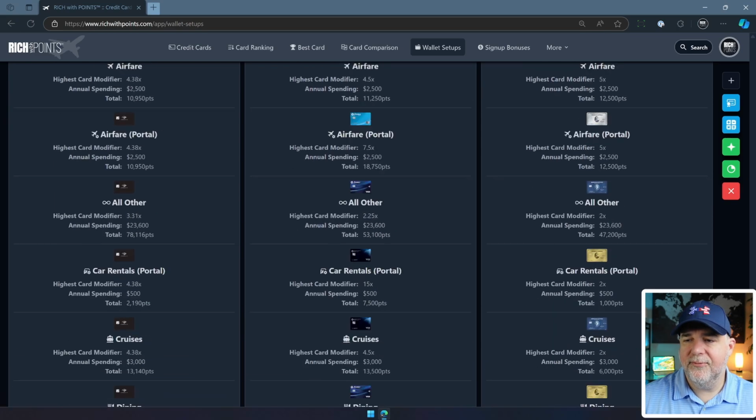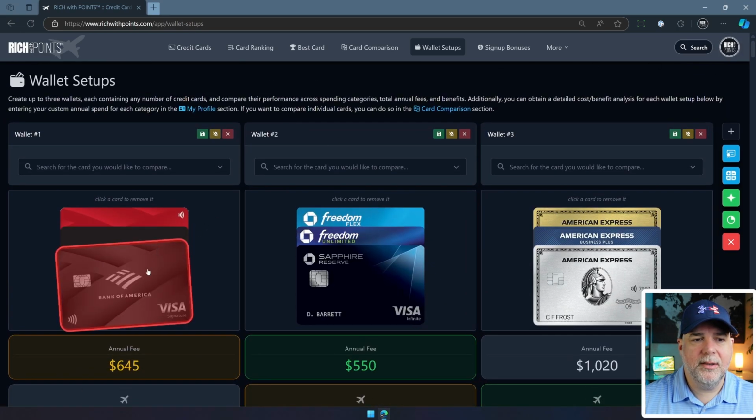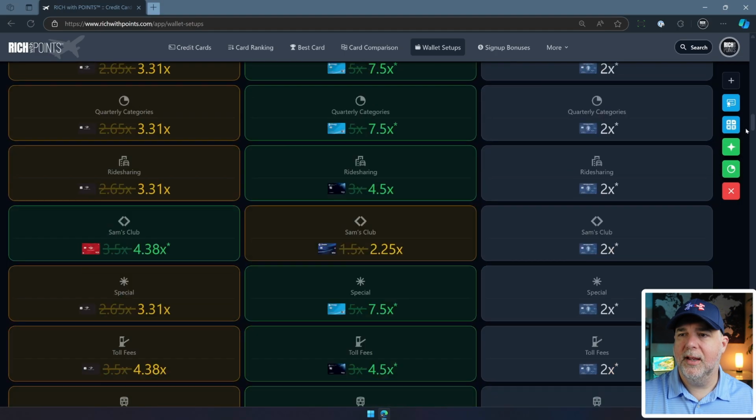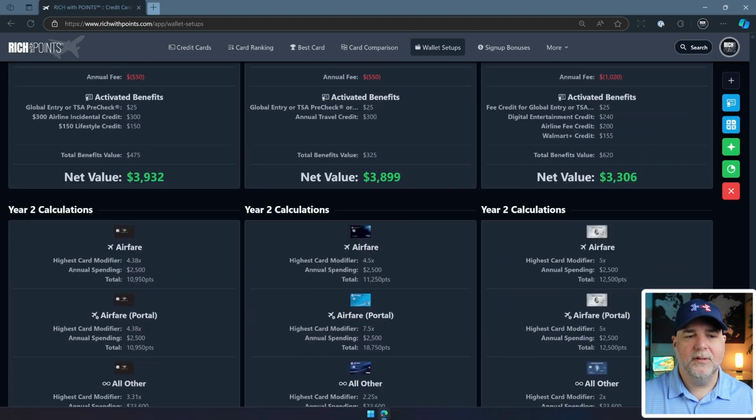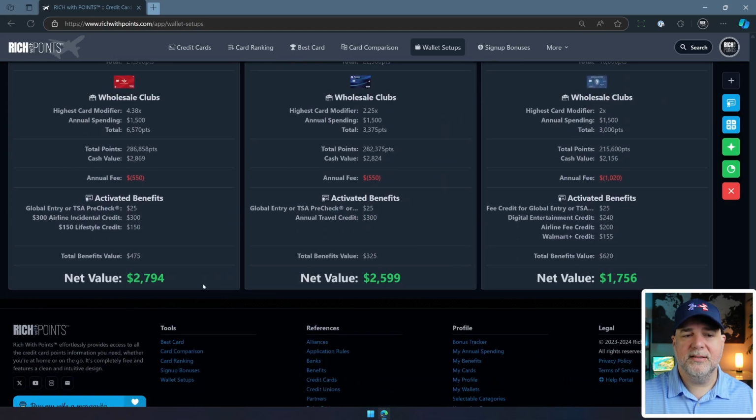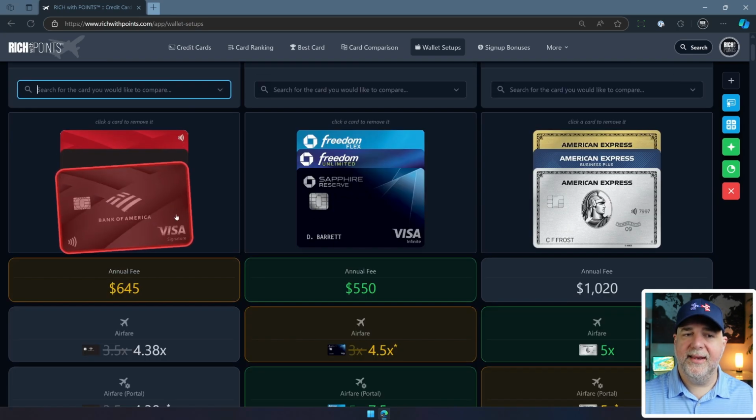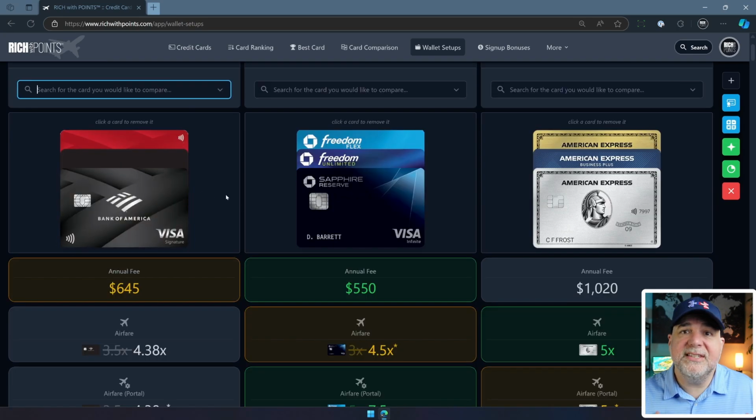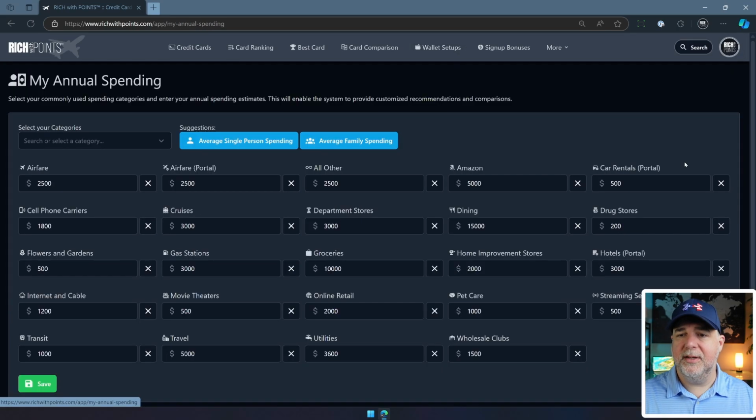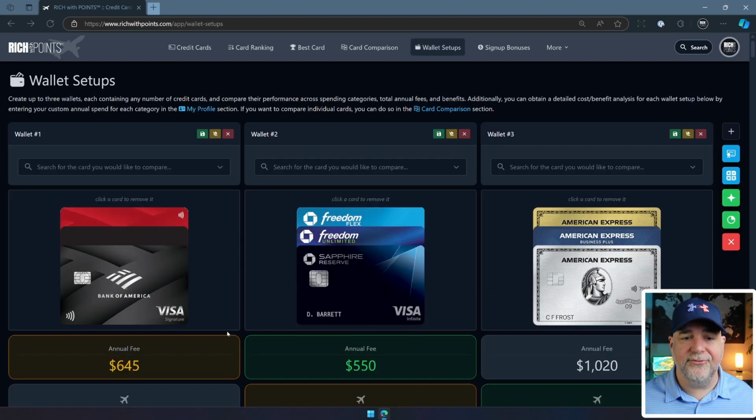Let's see what it does if we did knock out that one card that is redundant, except for that $100 extra credit that you get. Still on top, but barely. And then still on top, but it's just a little less. But it's better. So it's better if you have that than if you don't have that. Now, this is with my annual spending. To do this for yourself, you just come over to your annual spending, put in all the dollar amounts that you spend for the year, and then you're gonna have different numbers than I do.